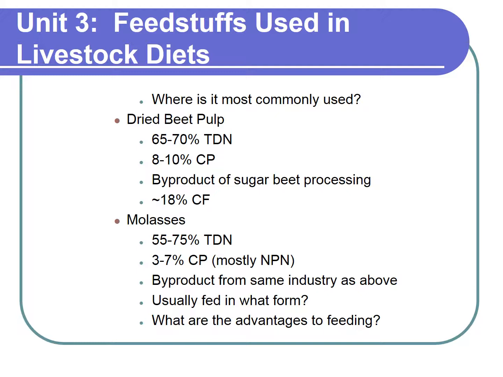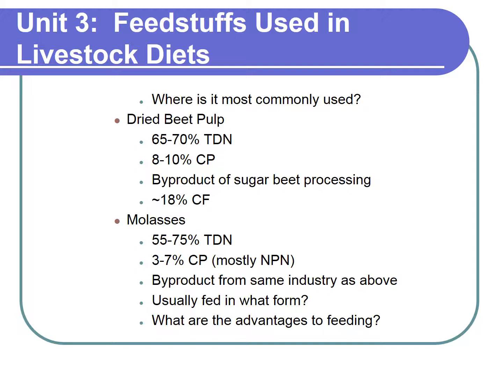Same kind of energy profile, really low in crude protein, and most of that is urea that comes with your molasses. But I say ask a couple questions there in terms of it's usually fed in what form, and that would be liquid. You can get it in the dry form, but it's most often used in the liquid form. And an advantage of feeding is it will make almost anything taste good.